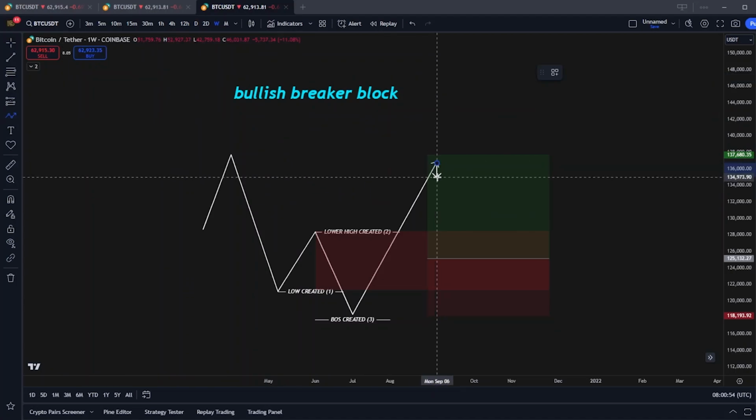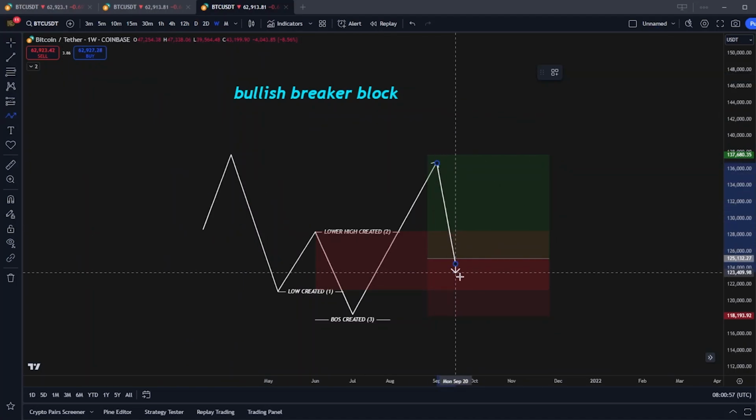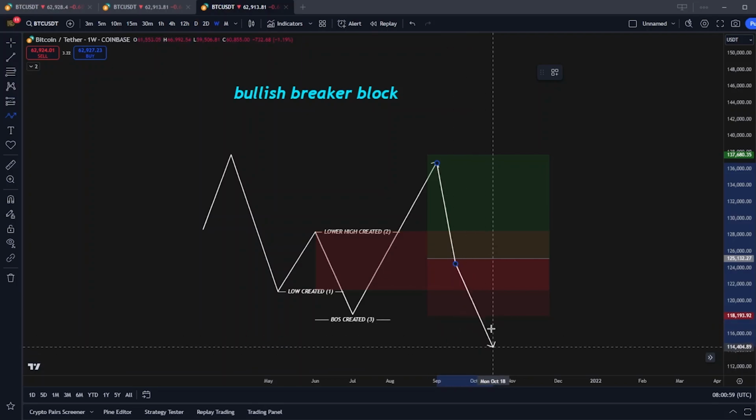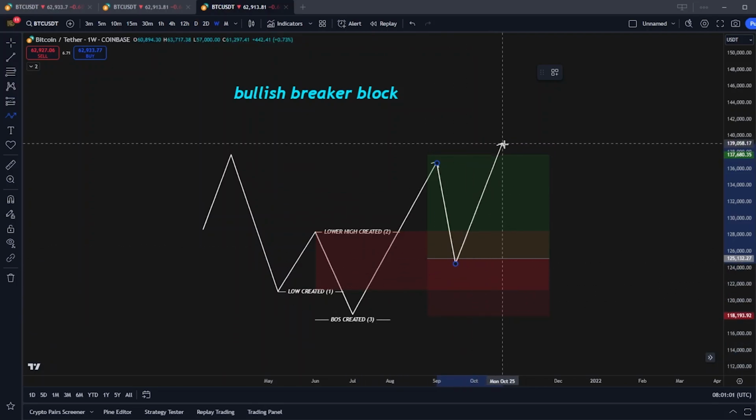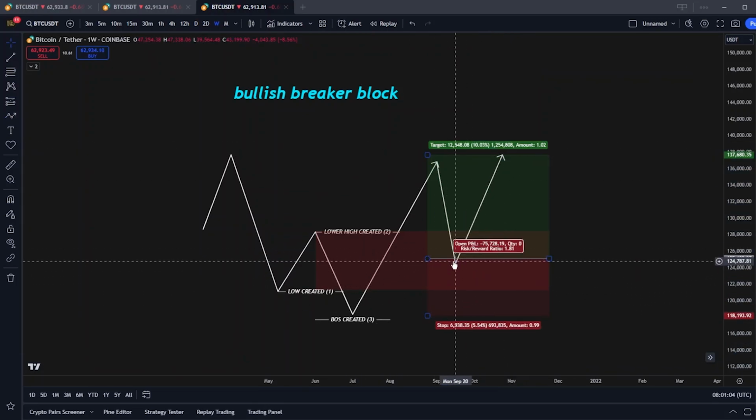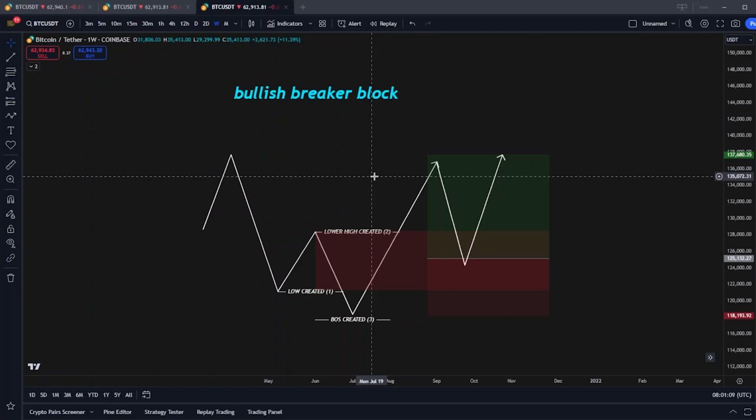Once we've done that, the security will usually come back down, fill our entry, and either hit the stop loss and continue to move down, or go to the take profit in most cases, like this. Now again, a key thing to remember is that it's not a 100% win rate strategy, and that your stop loss will also be getting hit a bit of the time.